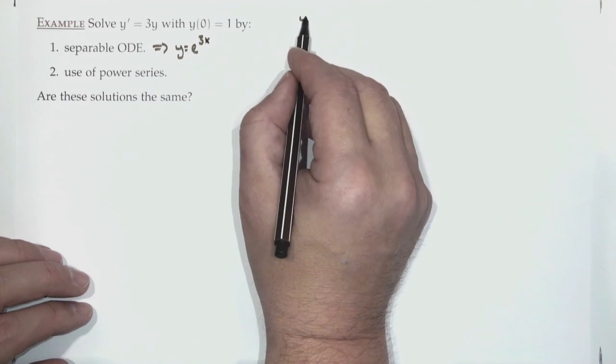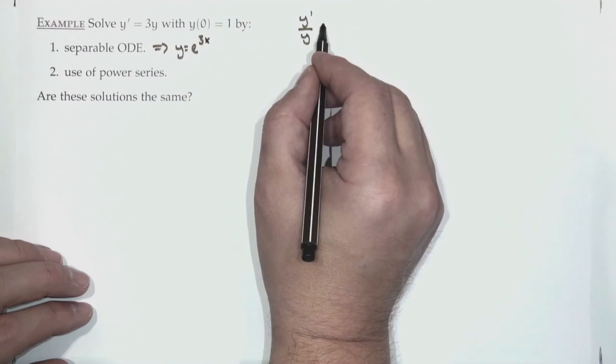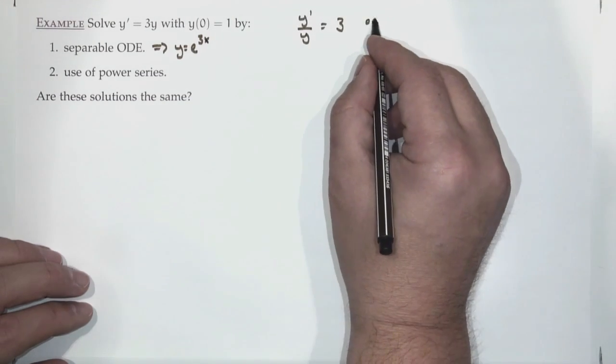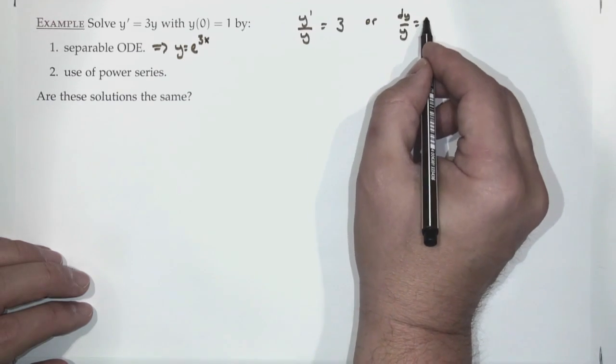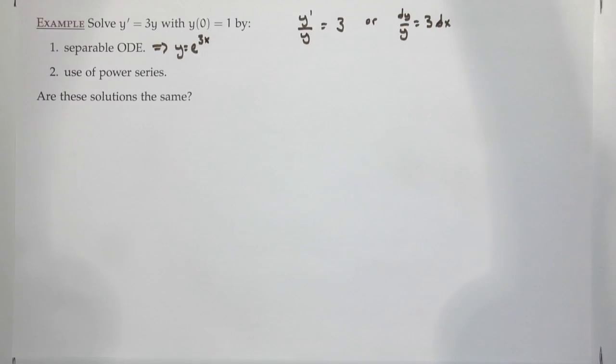Okay, so as a reminder, separable says separate: y'/y = 3. We've separated. Or another way to say this, because you can think of y' as dy/dx, dy/y = 3 dx. And then you integrate.